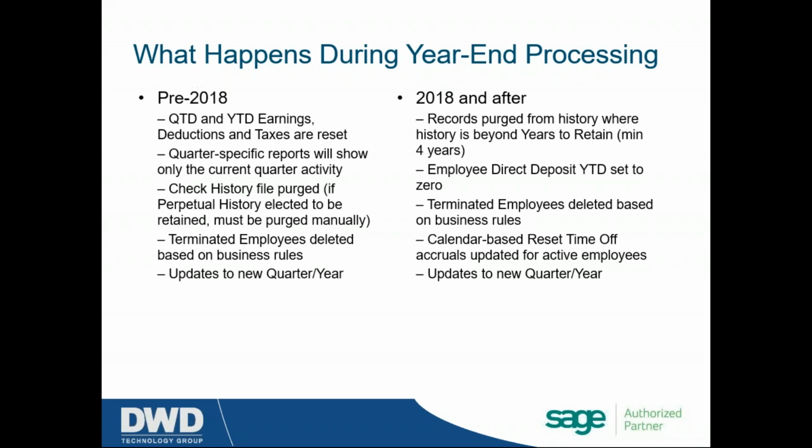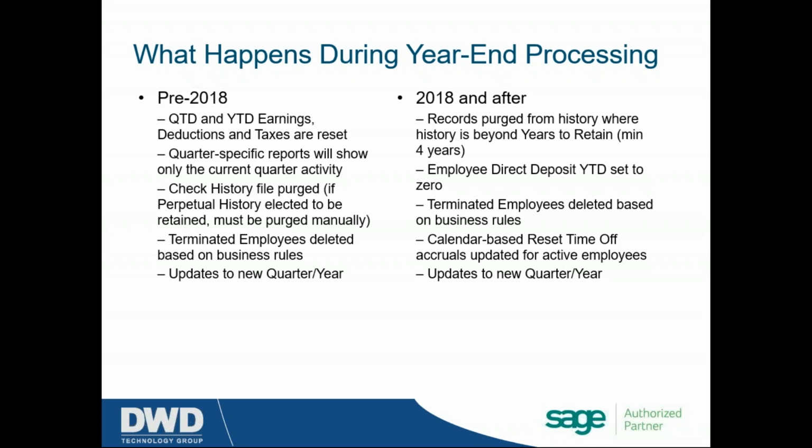So we got a couple columns here, and this is kind of what I referred to in the beginning. We've got the pre-2018 version, and we've got the 2018 and after version. Okay. So your pre-2018, as I said, your quarter to date get reset. Well, obviously at the year end, your year to date stuff gets reset. Quarter specific will only show the current quarter.